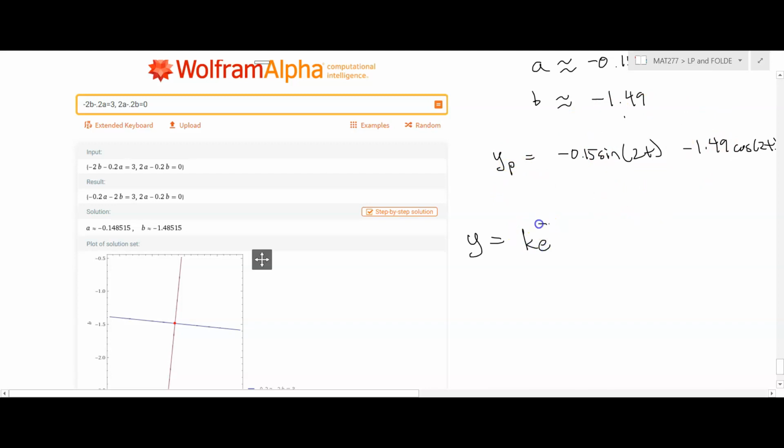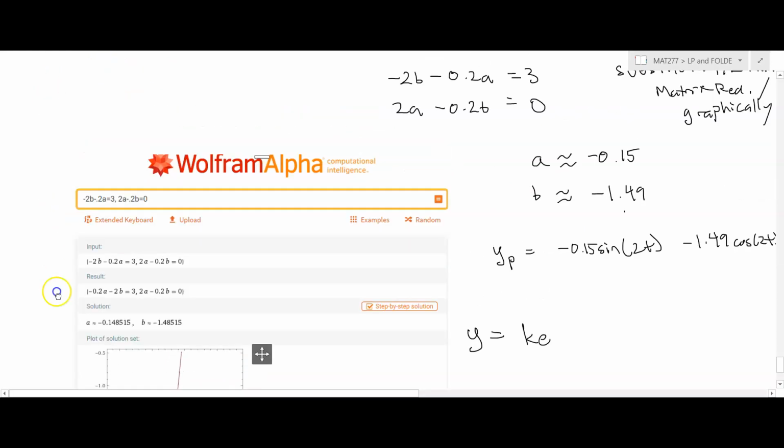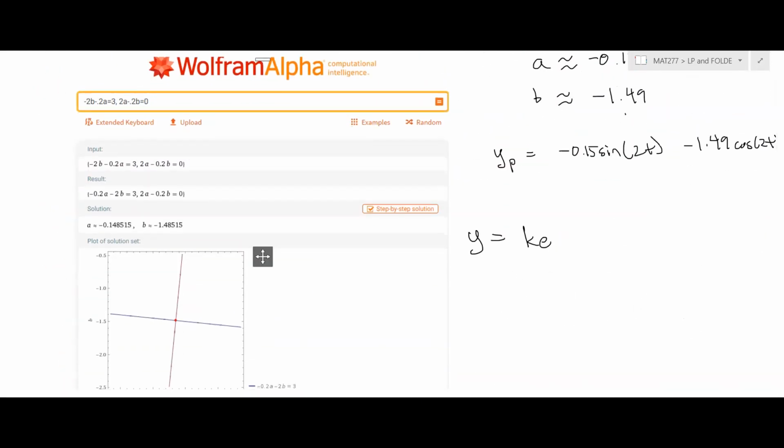So I want to add together these two solutions, which are k e to the 0.2t, plus my particular, which is negative 0.15 sine 2t minus 1.49 cosine of 2t.